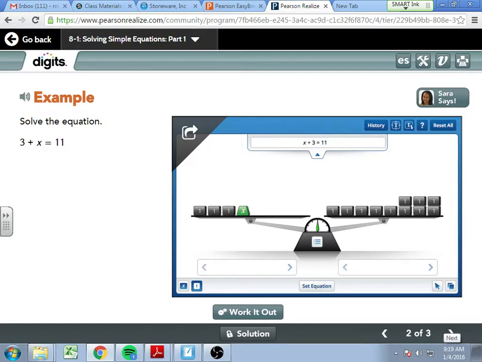So here we have 3 plus x equals 11. If I was you, I would rewrite this as x plus 3. If we put the variable first, it makes our life a little bit easier. On your picture, show that we're going to cross out these 3 ones on the left side and do the same on the right side, and then write it out mathematically that we did -3 and -3.